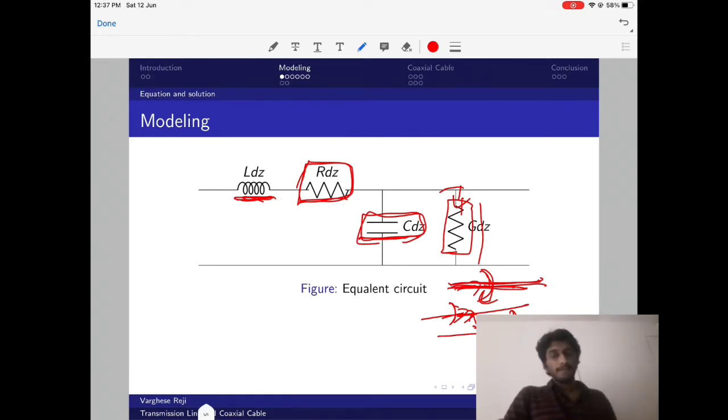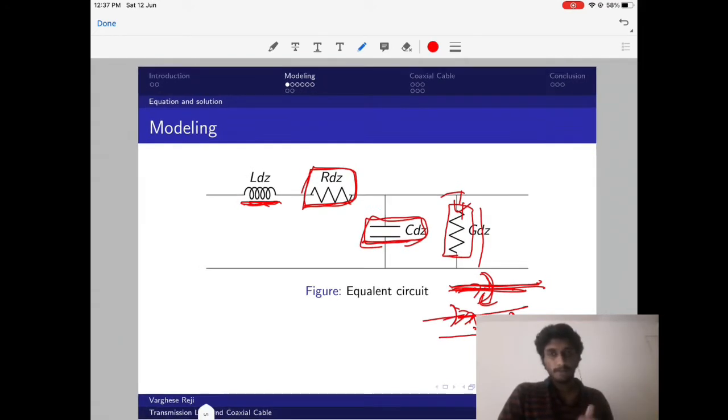So this is the equivalent circuit of a transmission line. Here we have L, R, C, etc. All of these I take per unit length. See, this L is for inductance per unit length, and R for resistance per unit length, and so on.